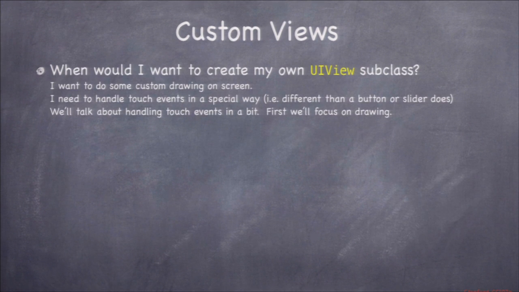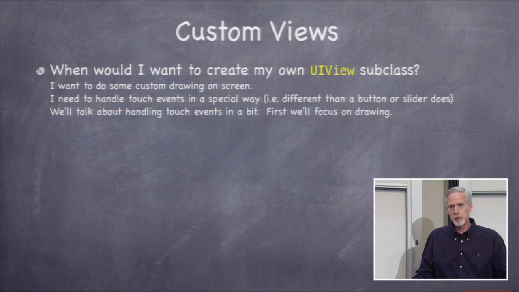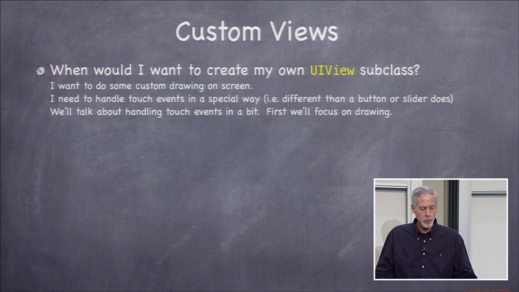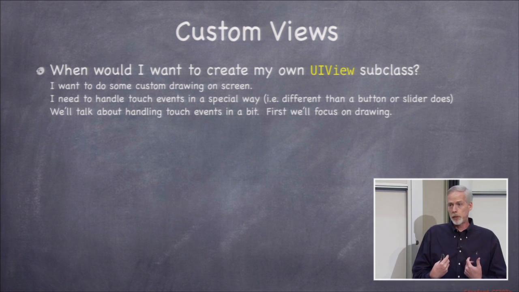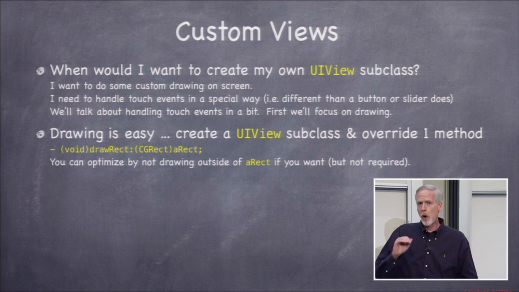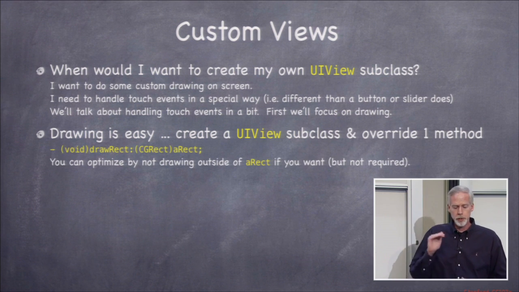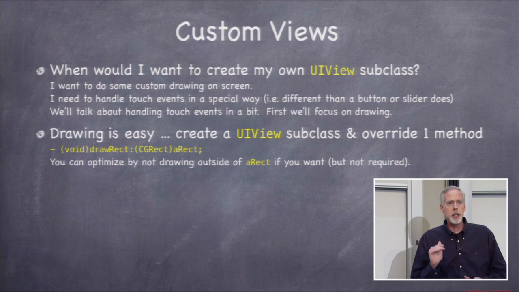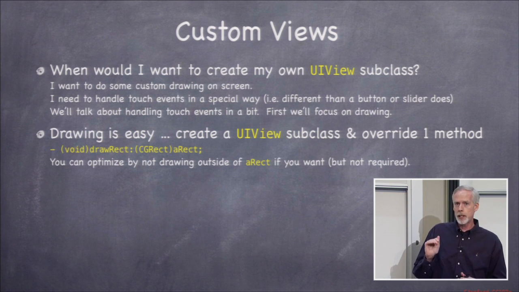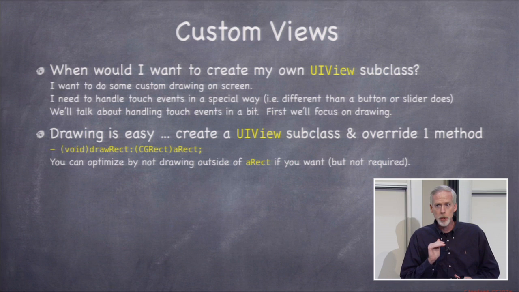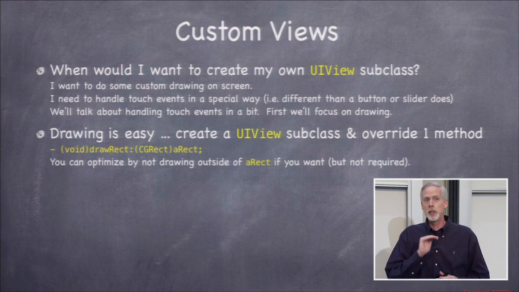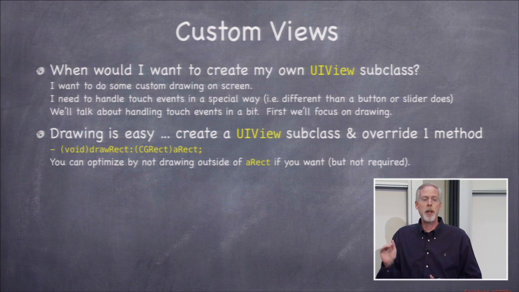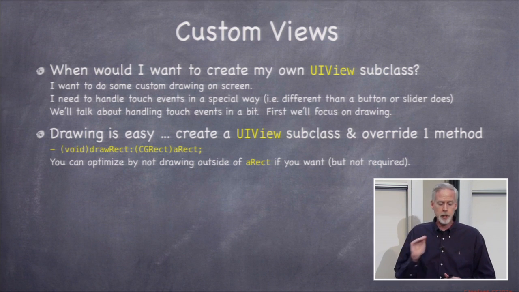Okay, so when do I want to create my own custom views? Obviously when I want to draw something custom, not something that a button or a label can draw for me, or when I want to handle special touch events, swipes or pinches or something like that. So the drawing side of this, which we'll talk about first, is really easy. There's one method in UIView called drawRect, and all you have to do is implement that method to draw what you want. Okay, one method, that's it. You implement this method to draw what you want.